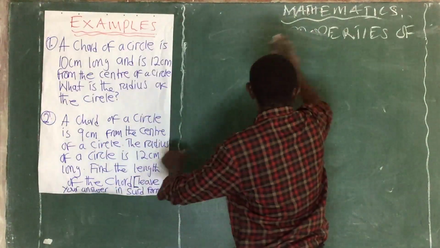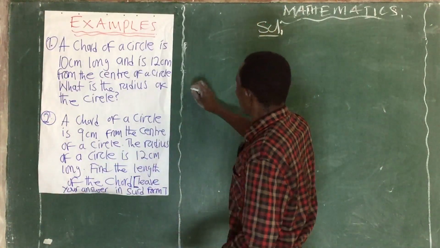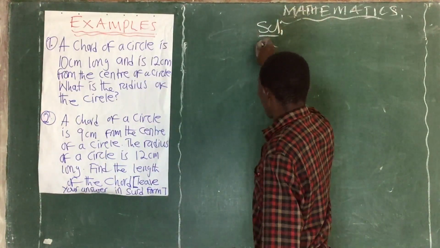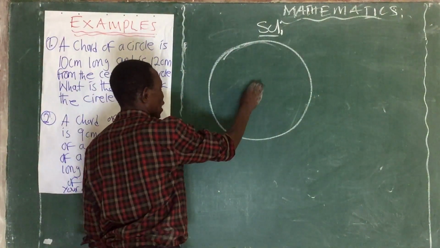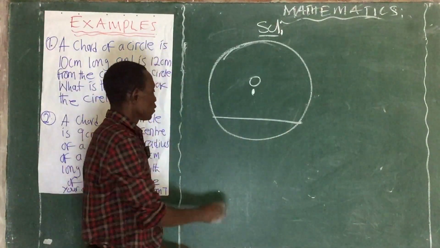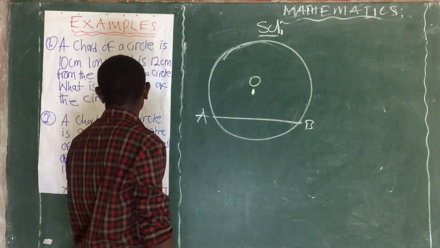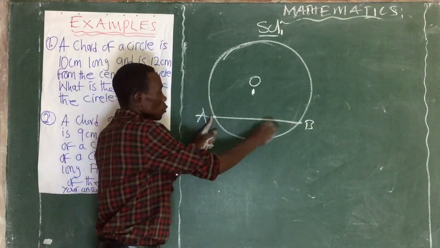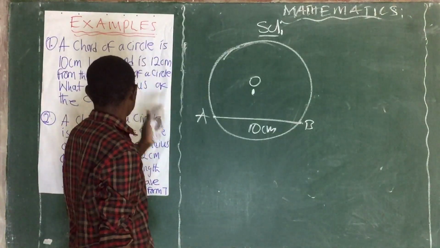In this example, we have a diagram like this one summarizing the whole statement in this question. A chord, it means I have to draw the circle first, like this one here, with a center O, and the chord will go like this. That's my chord. Name it AB, or any letter of your choice. They say a chord of the circle is 10 centimeters long. It means the distance from A to B is 10 centimeters. And it's 12 centimeters from the center of the circle.